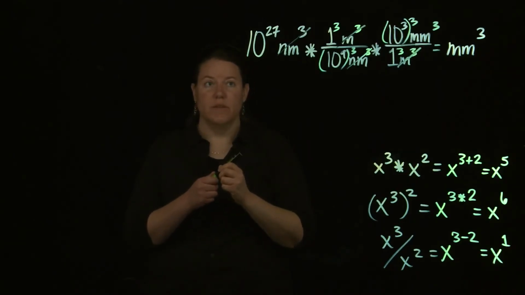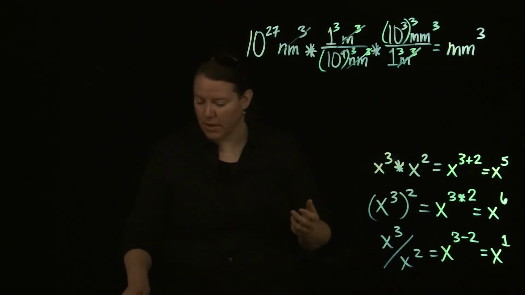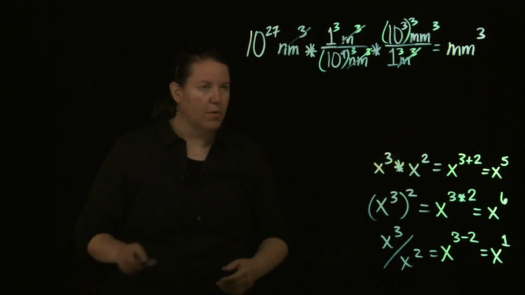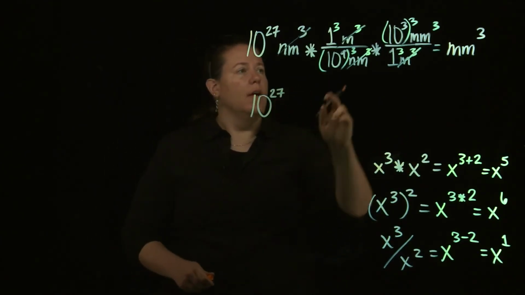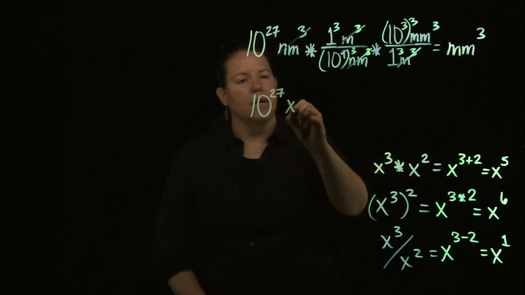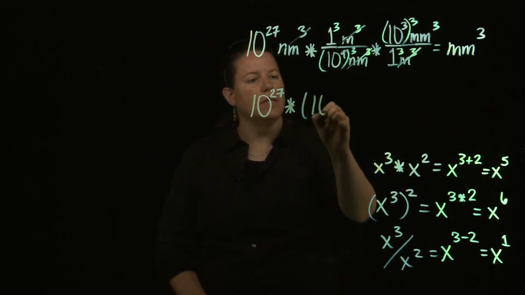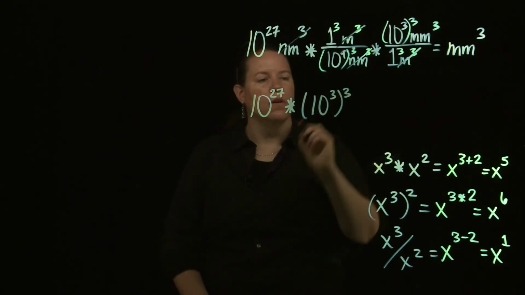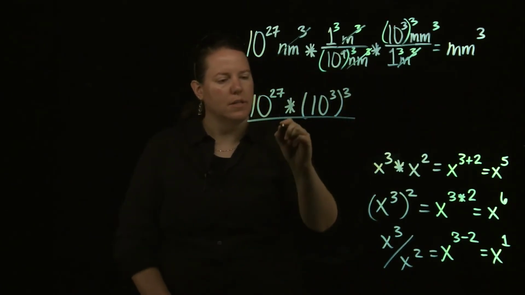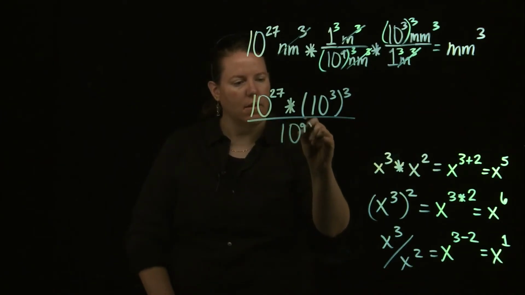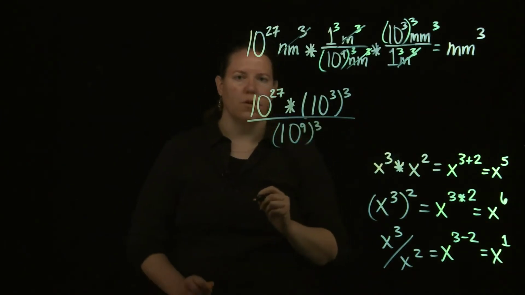Now how am I going to solve this? Well, this is going to require some more of what we were talking about. I have 10 to the 27th, and I'm multiplying across times 10 to the 3rd cubed, and then I'm dividing by 10 to the 9th cubed.